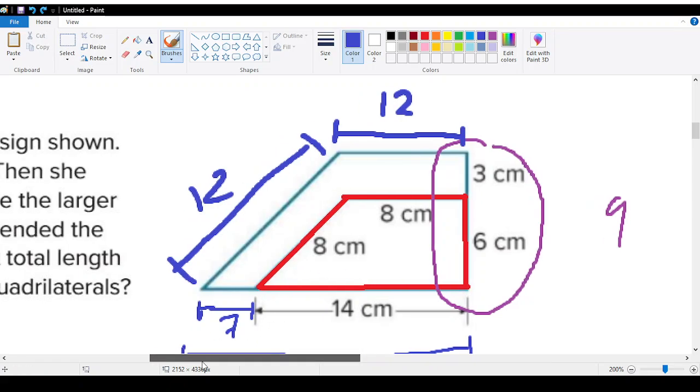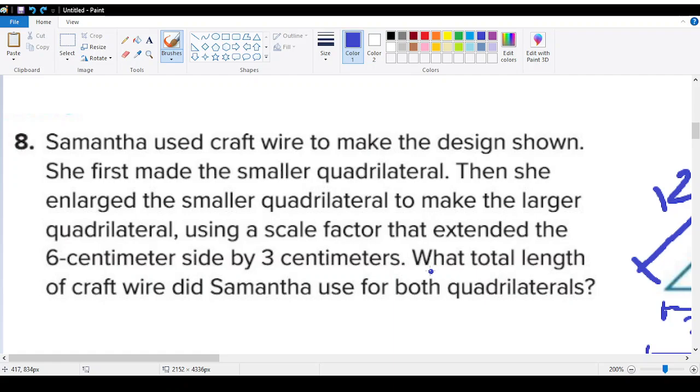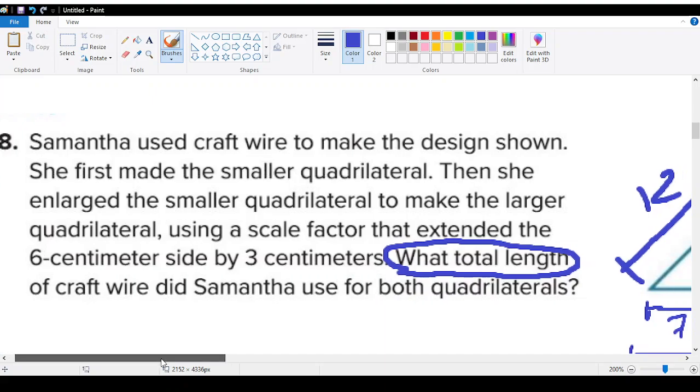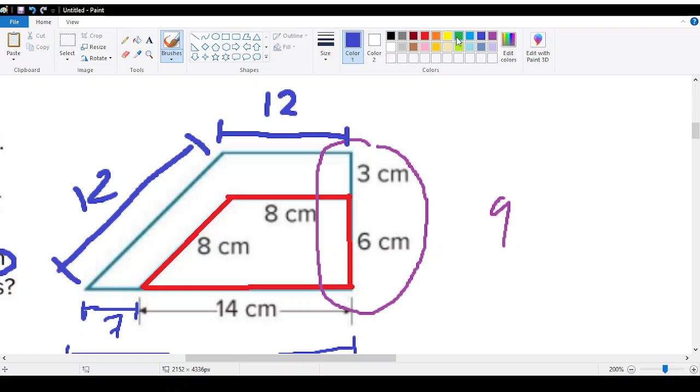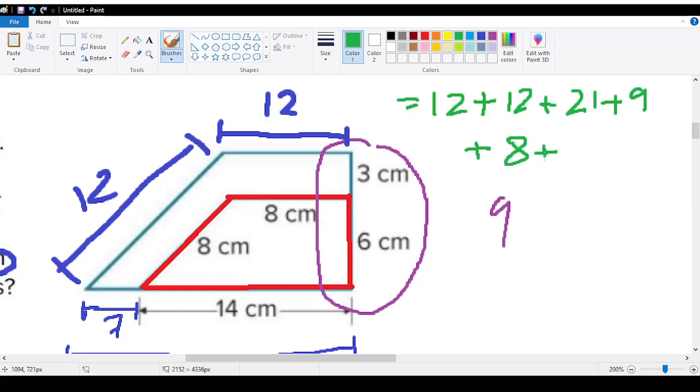So what is he asking for, Shamsa? He's asking what is the total length of the craft wire. So I'm going to increase everything. Yalla, what should I add? I will say 12. Yeah, Shamsa, with me. 12 and then plus 12, yeah, then plus 21, okay, good, then plus 9. Good, then we need to increase these two guys also because they are inside. Okay, so I will say 8 plus 8 and that's plus 8.